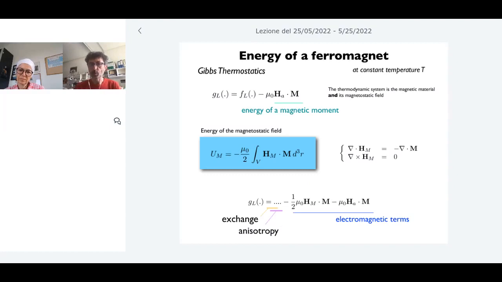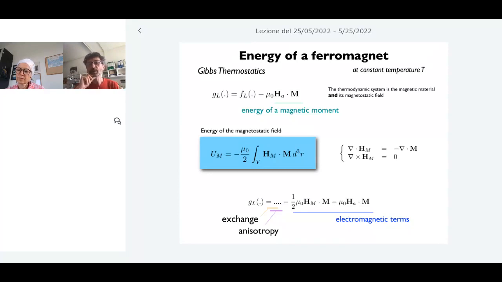As I told you, we want to express the energy of a ferromagnet. We want to give an expression of this energy. But to do this, we want to do this operation in the framework of thermodynamics. And if you remember what we did last time, we discussed the thermodynamic potentials.